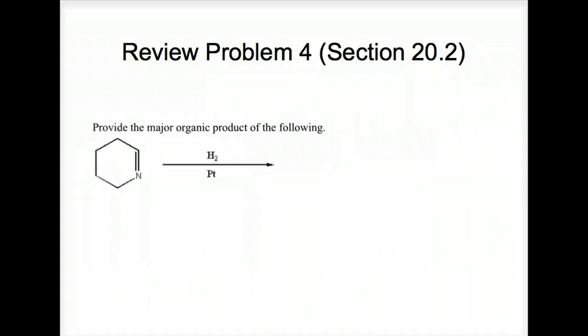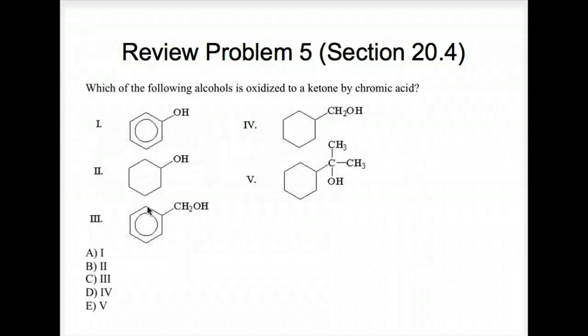Here's review problem 4, provide the major organic product of the following. We have an imine being reduced to an amine compound ultimately. Catalytic hydrogenation is used to reduce the carbon double bonded nitrogen multiple bond right here. So we're going to put a hydrogen here and a hydrogen on the nitrogen and form an amine undergoing reduction. The carbon nitrogen double bond becomes a carbon nitrogen single bond. Okay, and I'll let you write your own product.